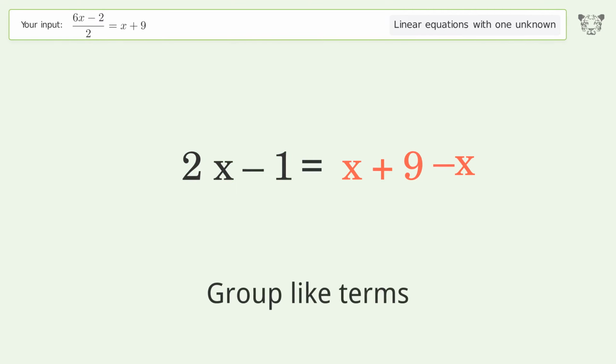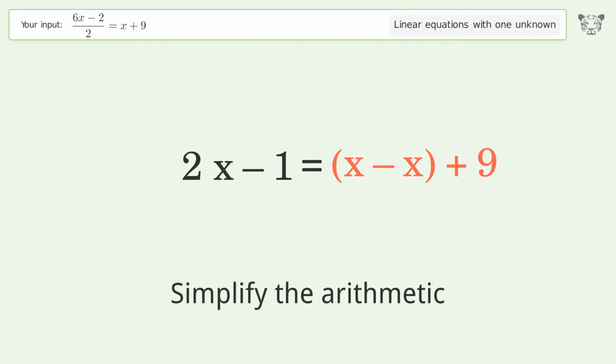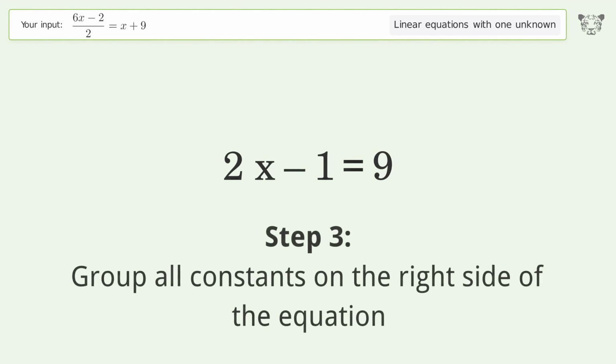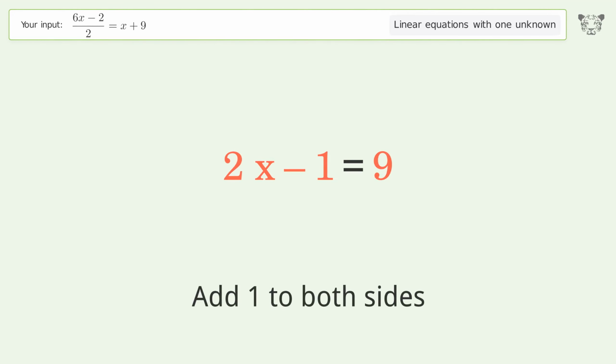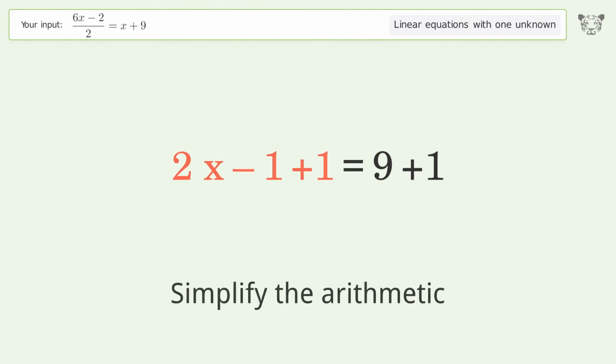Group like terms. Simplify the arithmetic. Group all constants on the right side of the equation. Add 1 to both sides. Simplify the arithmetic.